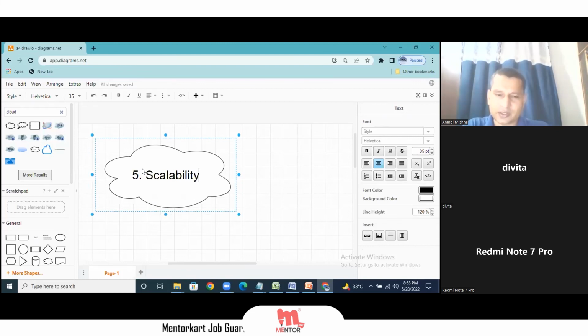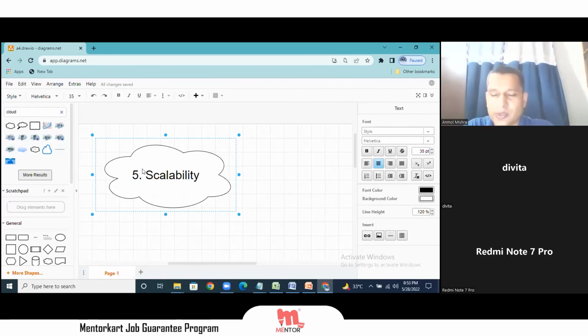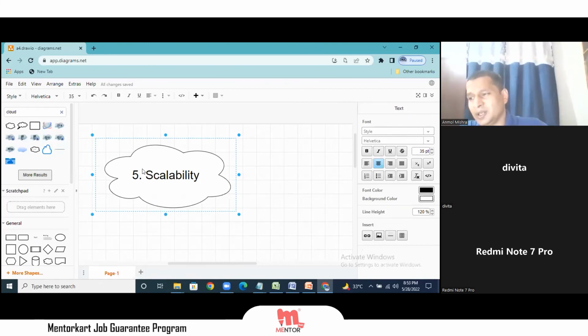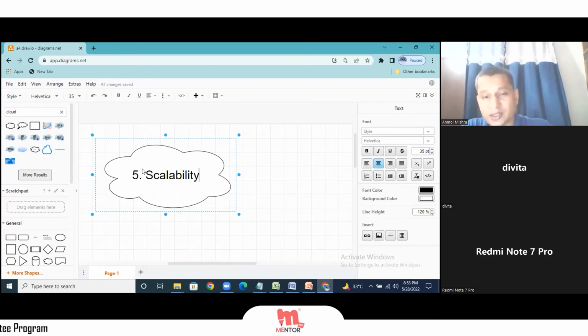We have already discussed scalability, horizontal scaling, vertical scaling. What is scalability? Everyone knows. Please write in one or 2 minutes. So we go to the next point. What is scalability? It is a very important word when we go to the cloud.